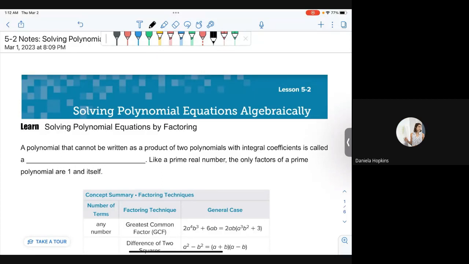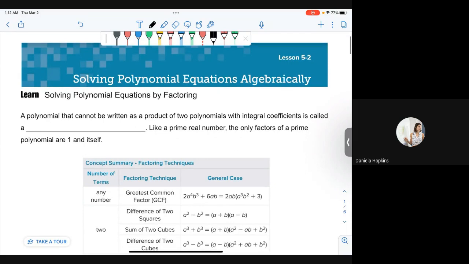So today we're going to start learning how to actually solve polynomials by factoring. Yesterday we graphed them and we got decimals, but now we're going to look at integer answers when we are factoring. A polynomial that cannot be written as a product of two polynomials with integral coefficients is called a prime polynomial. Like a prime real number, the only factors of a prime polynomial are one and itself.